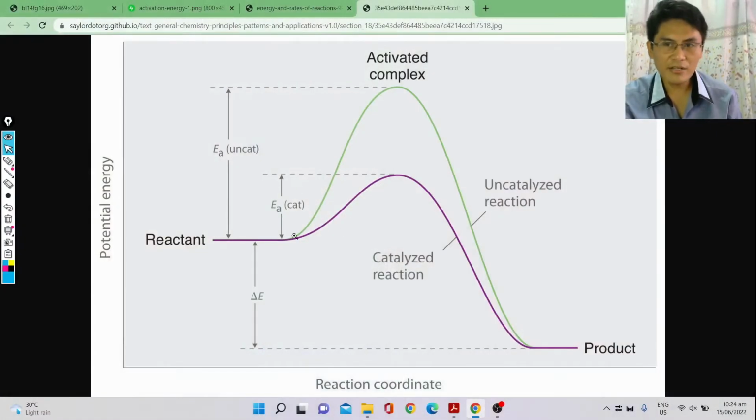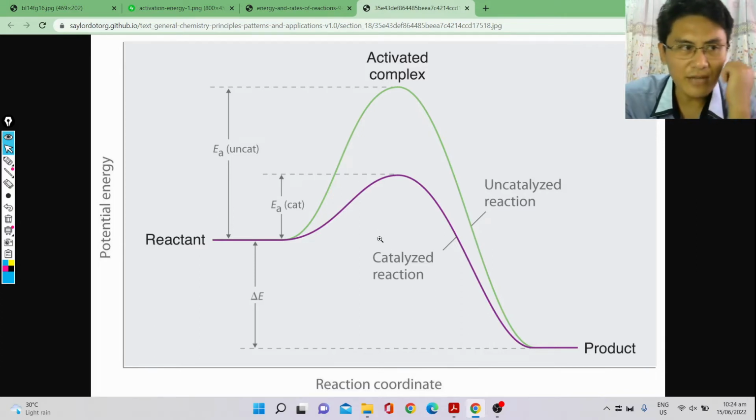So here, this is the energy level of a reactant, and then this is the energy level of the products, and then you have the activation energy, right? This is the level of activation energy. Now this green one is the reaction when it is uncatalyzed. There's no catalyst. This purple or violet one is a catalyzed reaction. So if you notice, the activation energy of the catalyzed reaction is at a lower level than when it's uncatalyzed.